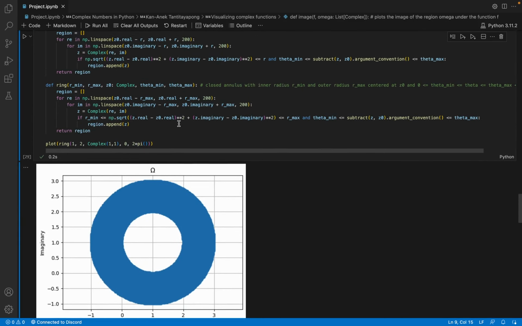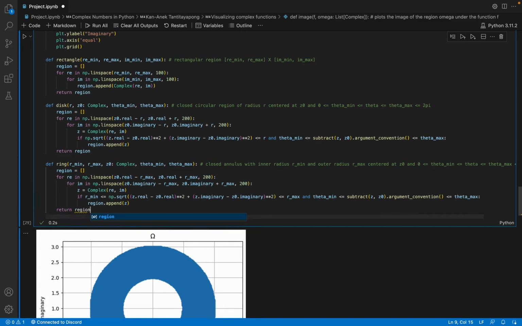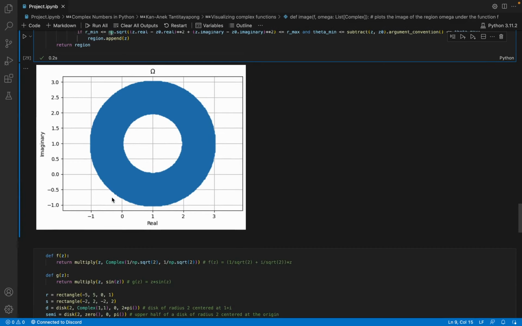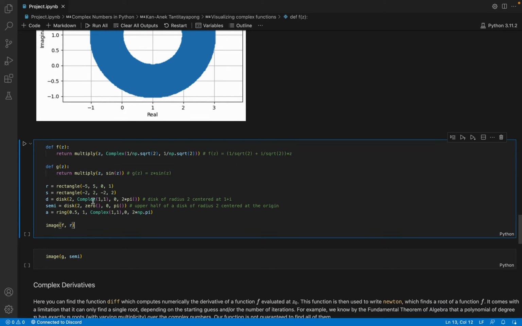Now let's actually look at what this omega function, the image function, does. I have some example functions here. We have f of z, which is z times (1 over root 2 plus i over root 2). So it's a simple linear function. Now I'm going to take this rectangular region R, plug it into f, and see what it gives me.